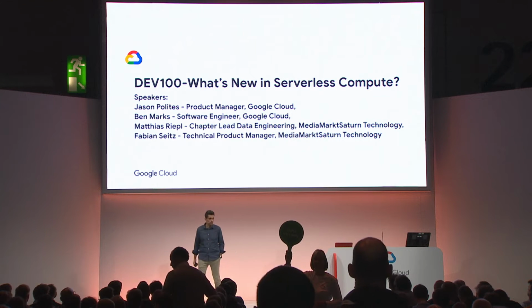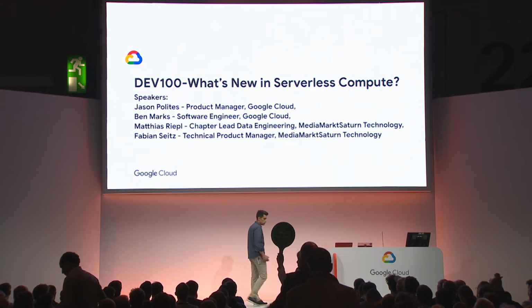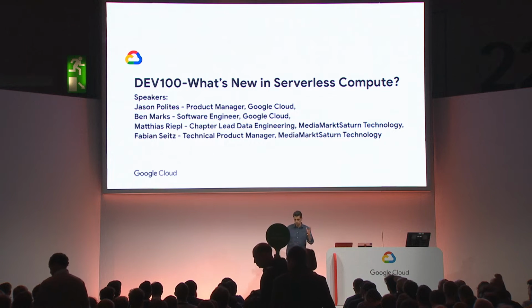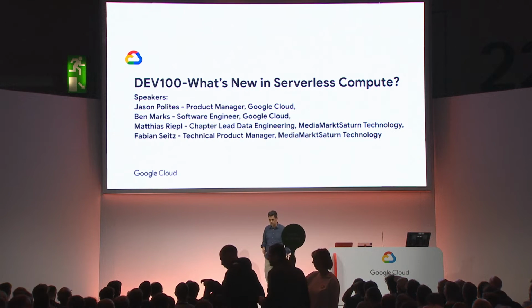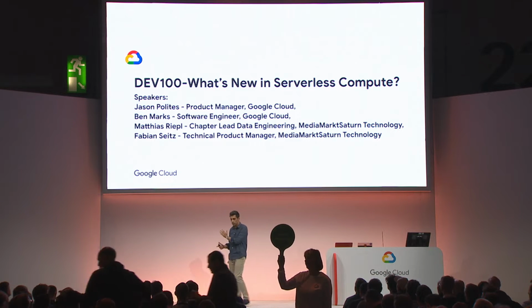My name's Jason. I'm a product manager on Google Cloud. This is Dev 100. It's all about serverless technology. It's all the new things that we've done in the past 12 months. I have a lot of content to get through, so I'm going to whiz through it super quick.